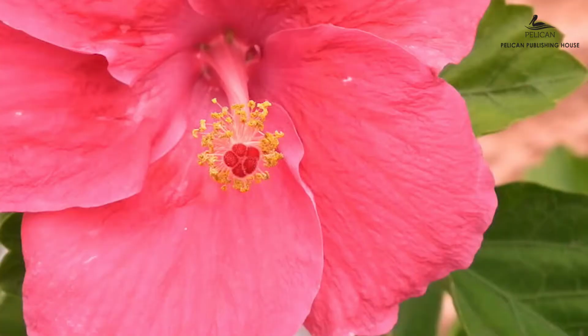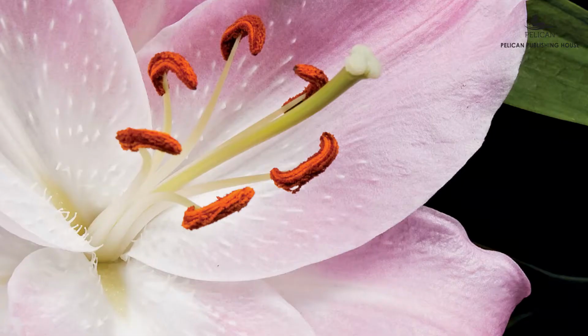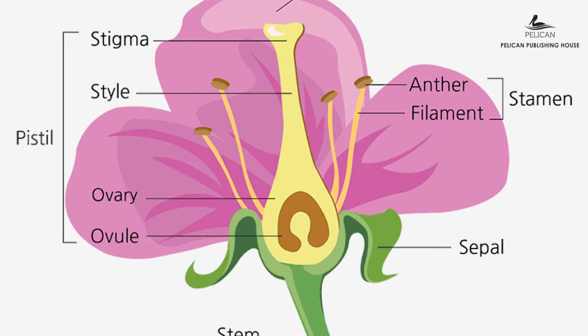Carpels. Carpels are the female part of the flower. They are also called pistil. A carpel is made of three parts, the stigma, style and ovary. The stigma has the sticky part that catches the pollen grain. The style holds the stigma. The ovary contains ovules which become seeds after fertilization.